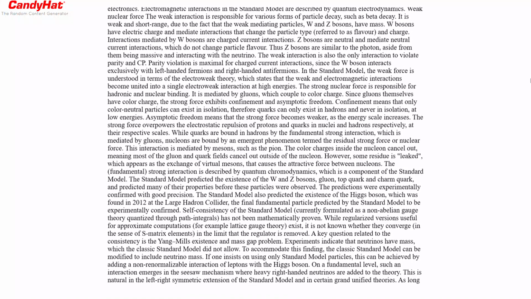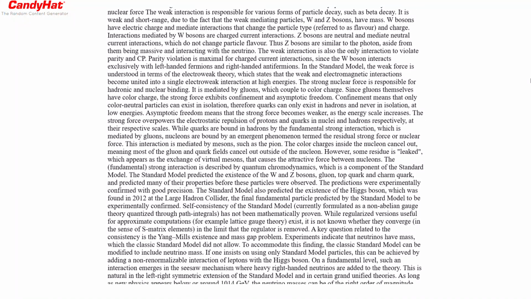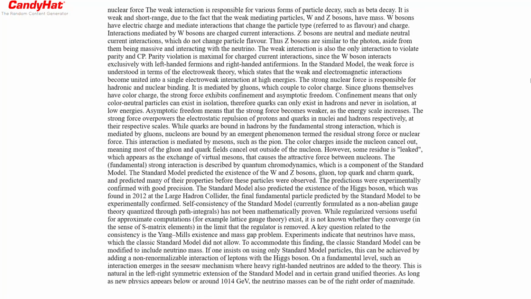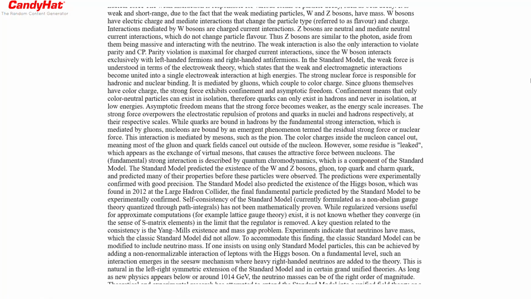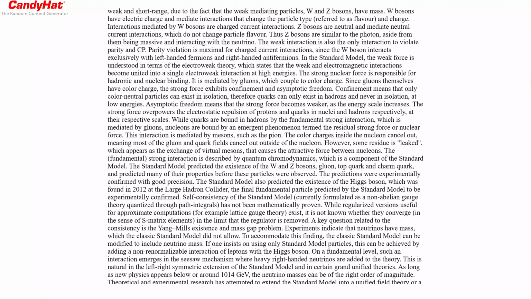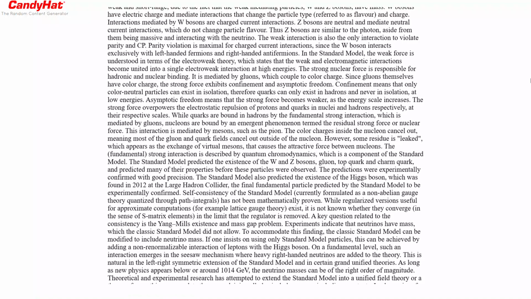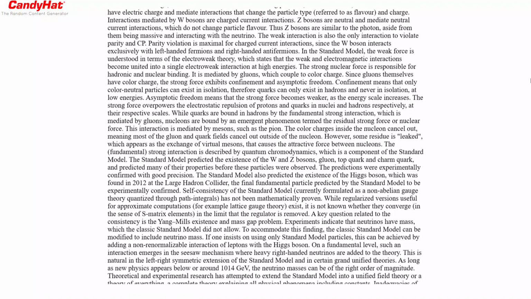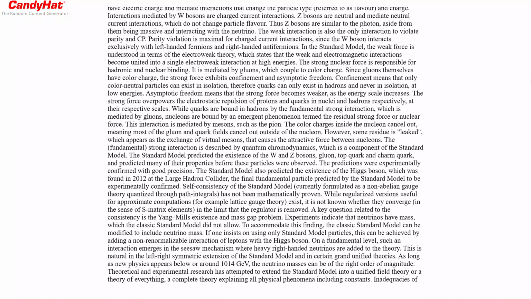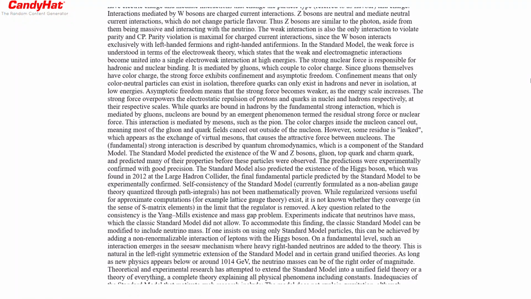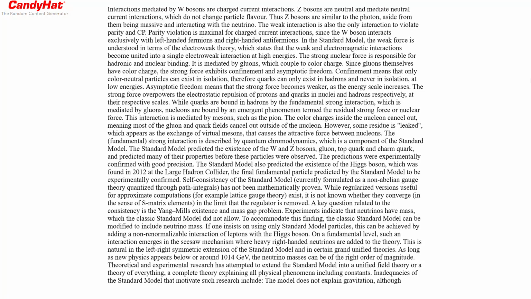The Standard Model predicted the existence of the W and Z bosons, gluon, top quark and charm quark, and predicted many of their properties before these particles were observed. The predictions were experimentally confirmed with good precision. The Standard Model also predicted the existence of the Higgs boson, which was found in 2012 at the Large Hadron Collider, the final fundamental particle predicted by the Standard Model to be experimentally confirmed.